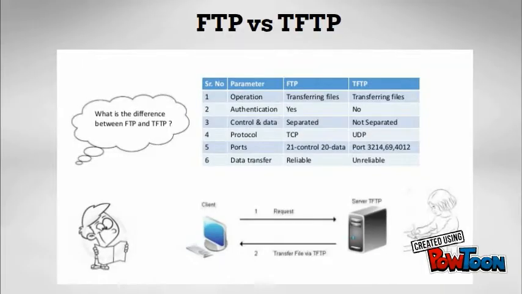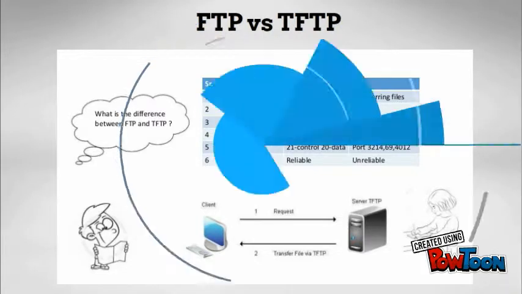The main difference between FTP and TFTP is that FTP uses the services of TCP and TFTP uses the services of UDP, which makes FTP reliable and secure, whereas TFTP is unreliable and insecure.